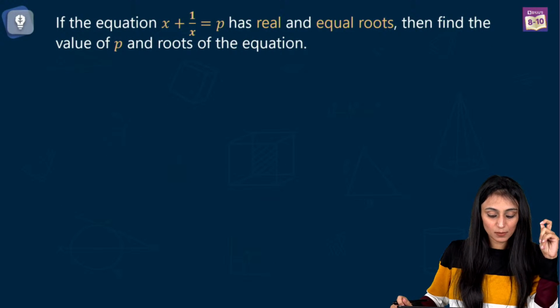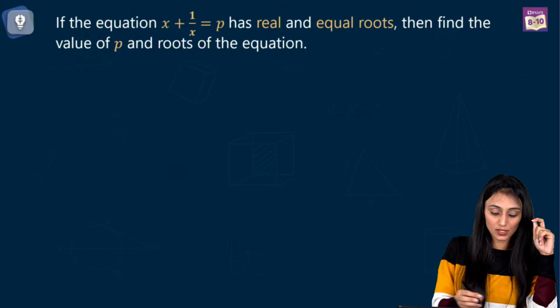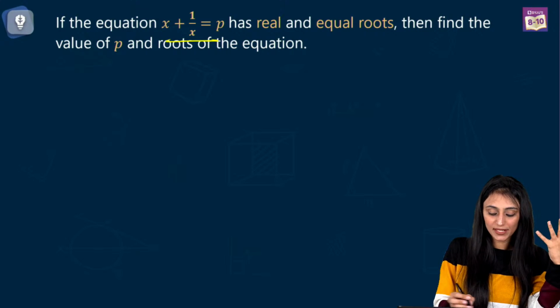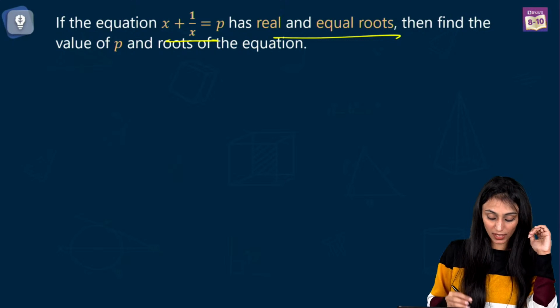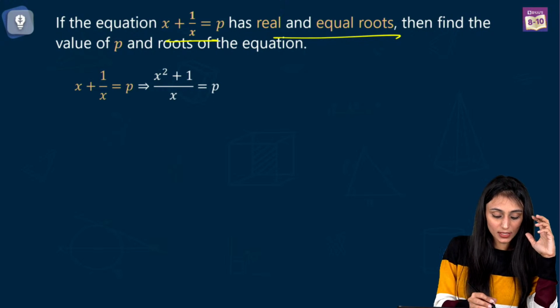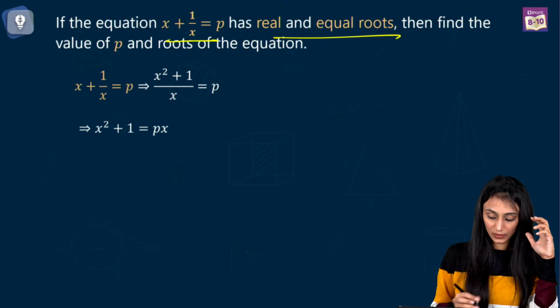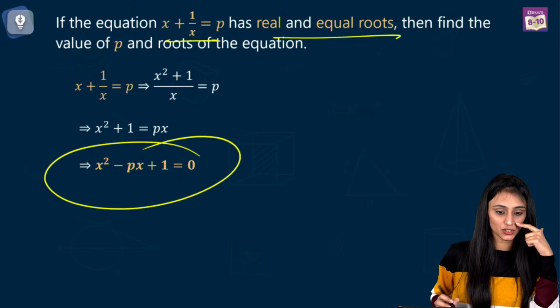If the equation x plus 1 by x equal to p has real and equal roots, then find the value of p and roots of the equation. This is the equation that you have. Question is already specifying it has real and equal roots, right? So using this condition, first I'll cross multiply them. After cross multiplying, we get this equation, right?